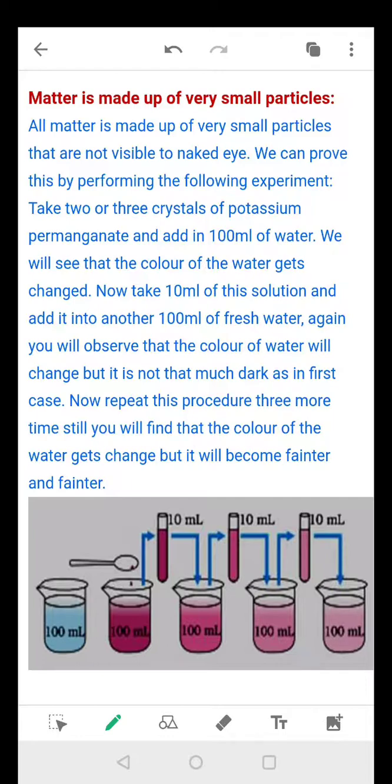Yesterday we talked about how matter is made up of very tiny particles, right? And we got to discuss this activity. We know these particles are not visible to us with the naked eyes. So we'll perform an activity to see how we can feel their presence, because unless we see some change, we are unable to determine that there is a presence of particles in any substance. So first we'll take 100 ml of water in the beaker.